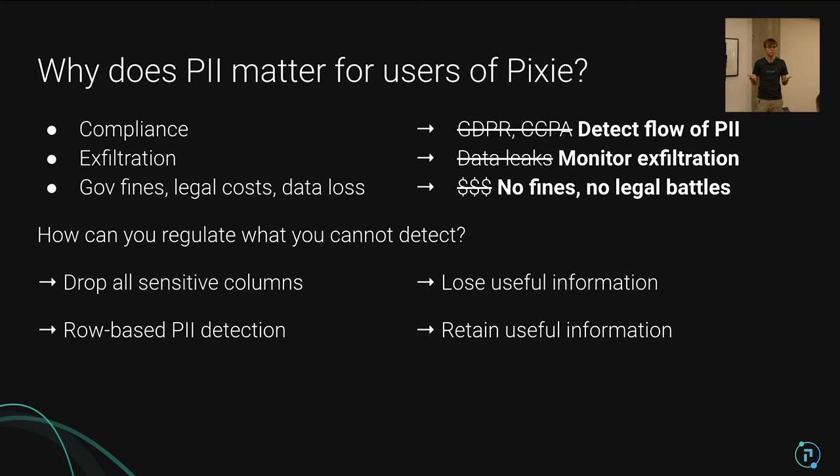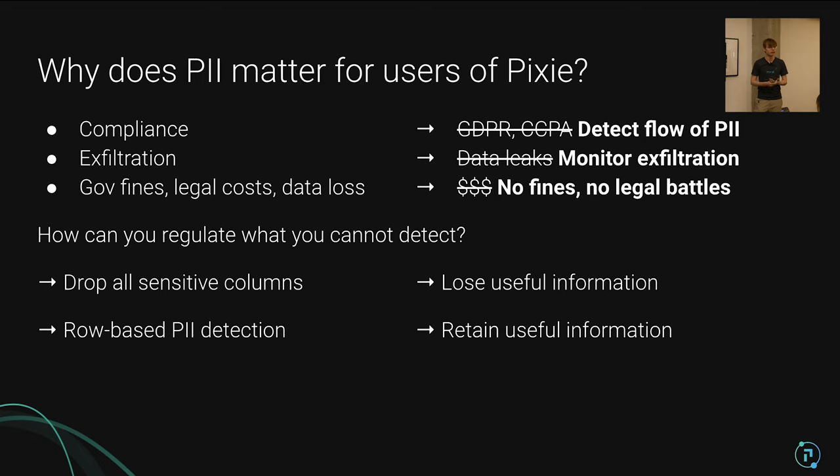So what is Pixie currently able to do? Well, Pixie can drop all columns that may potentially contain sensitive information. This is the brute force approach, where you just drop it all, and you may lose some potentially important information, but you also drop the sensitive PII. Ideally, we'd want something more fine-grained than that. We want to be able to have row-based redaction. So for each data sample entry we have, we want to be able to redact specific PII types.